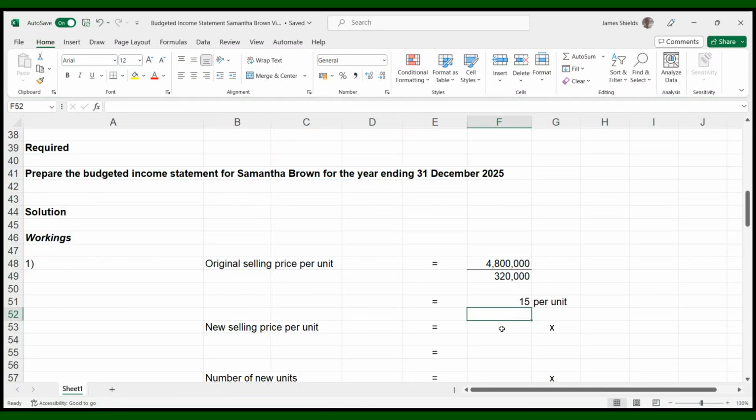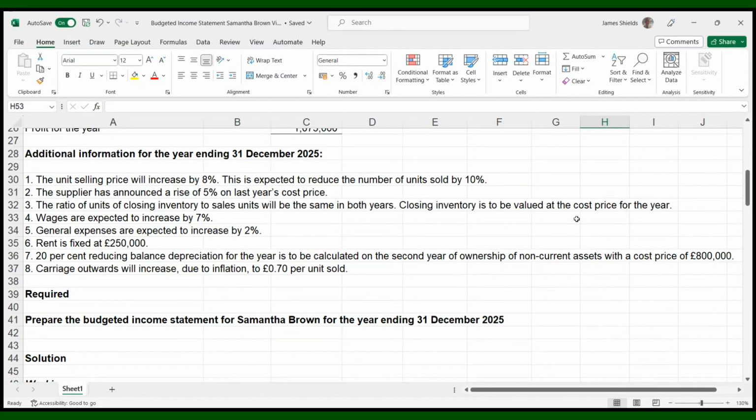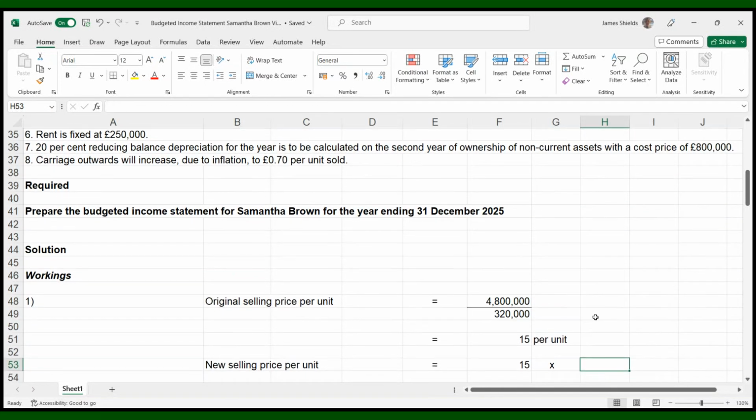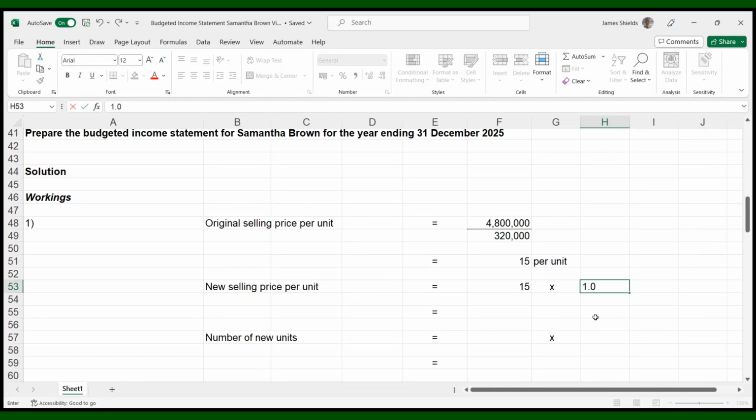Now, for our budgeted income statement, we want the next year's selling price, or the new selling price per unit. So we start with the £15, then we go to the information to see what happened to it. And point one, the unit selling price will increase by 8%. So increase by 8%, we're going to times by 1.08. The new selling price is £15 times 1.08, so it's going to be £16.20. So that's our new selling price.